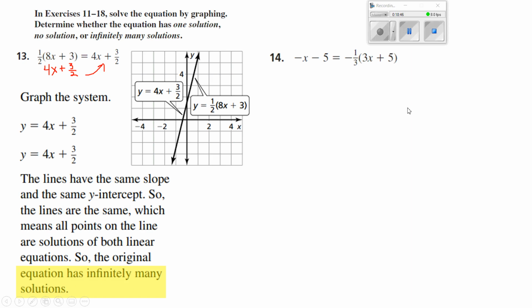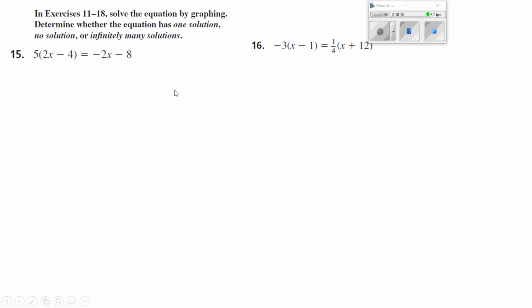All right? 14 is yours to do. Number 15, once again, we're solving. I'm going to go ahead and distribute my properties. This is going to be 10x minus 20. This is going to be negative 2x minus 8. So that tells me we're going to have one solution because my slopes are different.